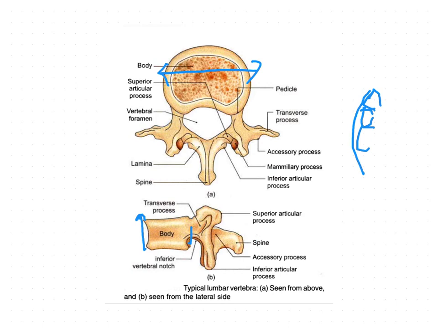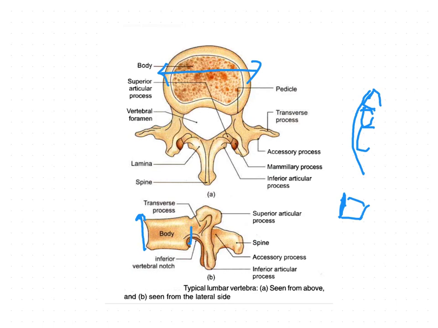That means it has to bend backward, like it has to tilt. The body is going to tilt like this. For that reason, the anterior portion of the body is slightly greater than the posterior portion of the body. So this is about the body. Now coming to the vertebral foramen, the next one is the vertebral foramen.